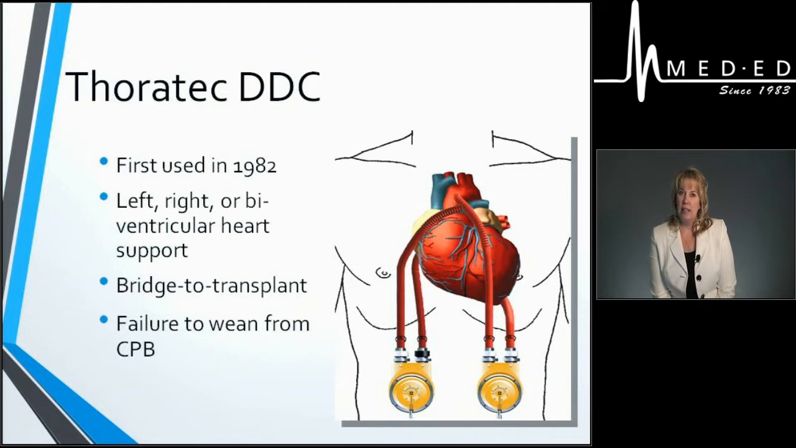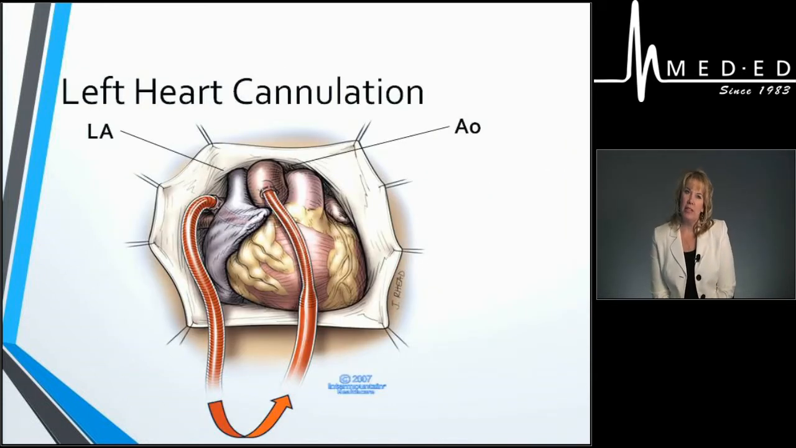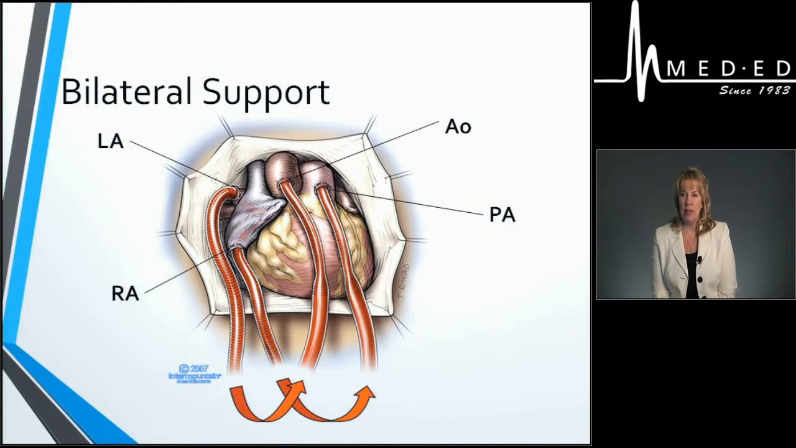In the picture, the two pumps at the bottom, the two circular components, are the pumps, and those are actually inserted through the chest wall. So it typically requires open heart surgery to get the access, and then they thread the cannulas through the chest wall, so the pumps themselves actually live outside of the body. Typical cannulation will go from the left atrium directly into the aorta. So we decompress the left ventricle, and that's what determines our flow. If they have bilateral support, then it's left atrium to aorta and right atrium to the pulmonary artery.